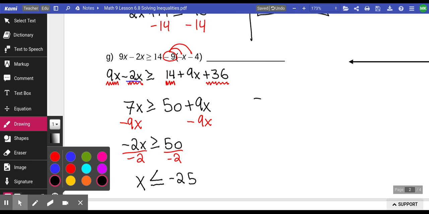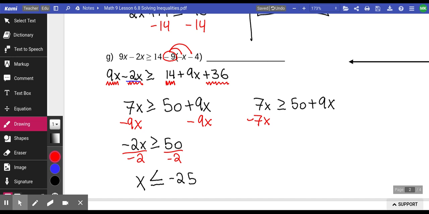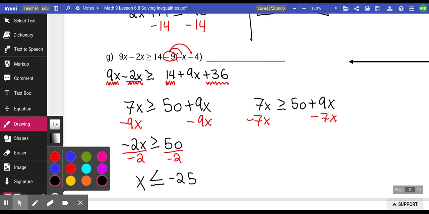If you worked ahead and you had this, and you're following my rule of move the smaller number to the bigger number for x's, so if you were like, hey, 7 is less than 9, and you move numbers to the right, this is how it would look. So I subtract 7x from both sides. On the left-hand side, if I had 7 x's and I subtracted 7 x's, I'm left with 0. And there's nothing left there because I subtracted it away. So I have 0 is greater than or equal to 50 plus 2x.